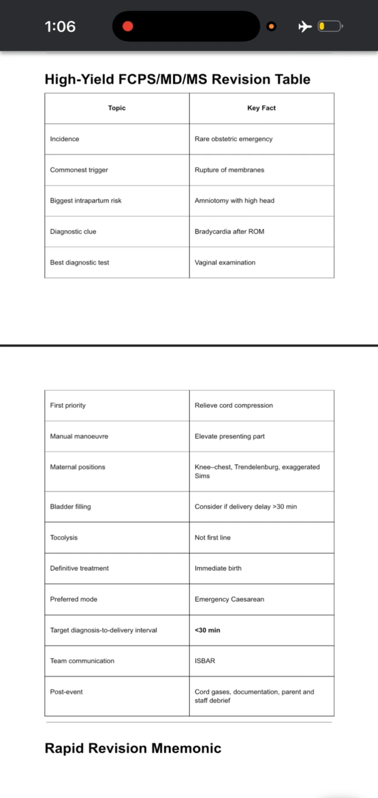Post-event cord gases should be sent for pH. Documentation must be made. Parents and staff should be debriefed and documented.